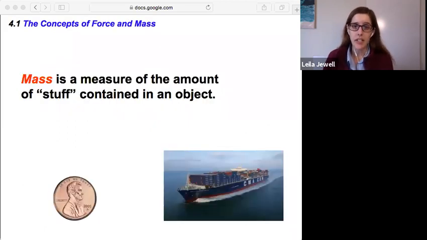Finally, mass is the measure of the amount of stuff contained in an object. It can also be described as the amount of matter in an object, but for our purposes, stuff works just as well. So if we compare a penny and a cargo ship, the ship contains much more stuff than the penny. It is massive compared to the penny, which has very little mass.